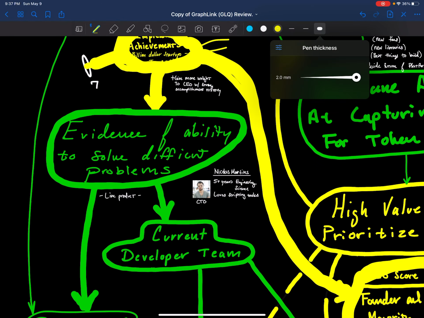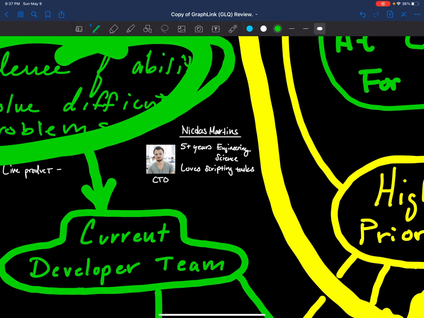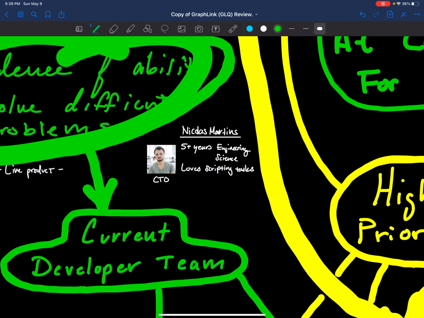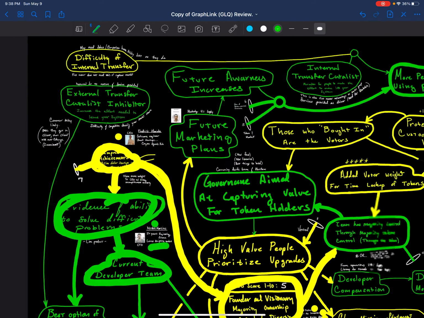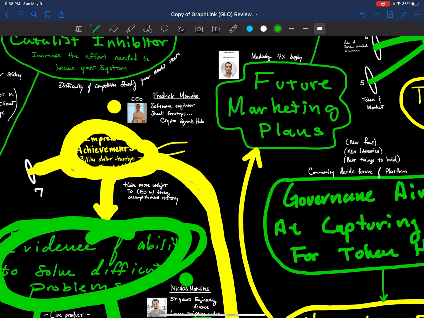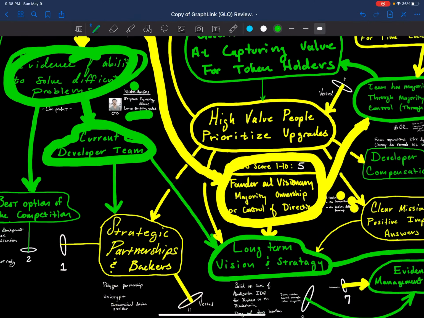As far as whether the team can deliver, absolutely, I think they can. Evidence of ability to deliver: they have 5 years of engineering sciences. Nicholas Martinez does, and he loves scripting tasks. And they have a live product. Having a live product means more to me than half these people with good resumes, right? And this is Frederick Mavaho, the CEO, who's a software engineer and has done a couple of small startups before. So the team does seem very capable to me.